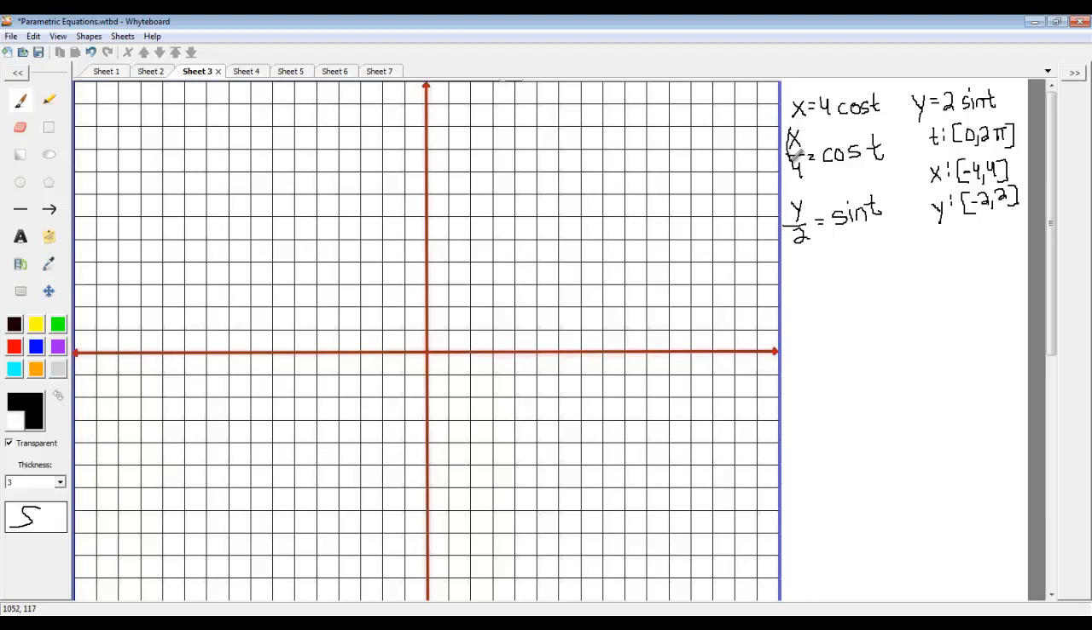Well, then if I square both sides and add these together, I can get an interesting result. I got x squared over 16, and I'll add that to y squared over 4 equals, and I'll have cosine squared t, and I'll add that to sine squared t. There's my cosine squared plus sine squared, which is just 1.